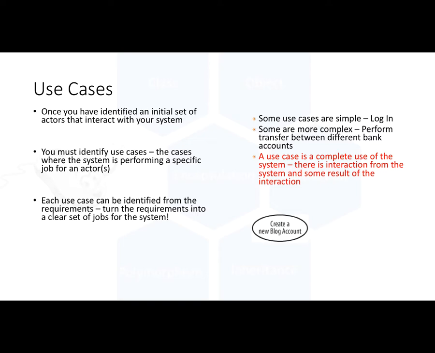Alright. Once you have identified an initial set of actors that interact with your system, you need to identify use cases, obviously. And these are the cases where the system is performing a specific job for an actor or actors. So, what is a use case? Tell me what you understand to be a use case. How do you go about identifying use cases, for example when you do the exercise on Monday, or when you practice on your own, because I know you practice on your own?